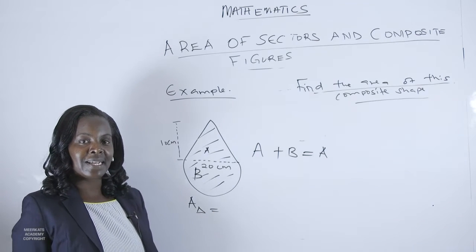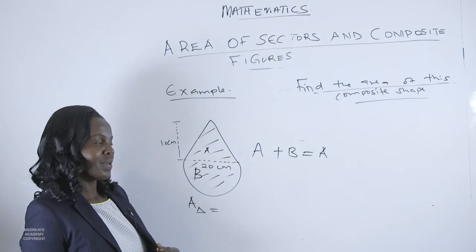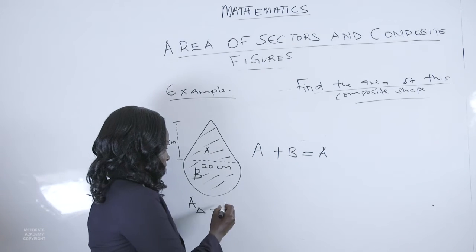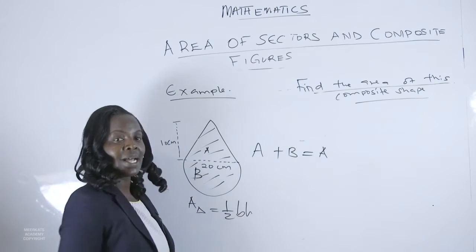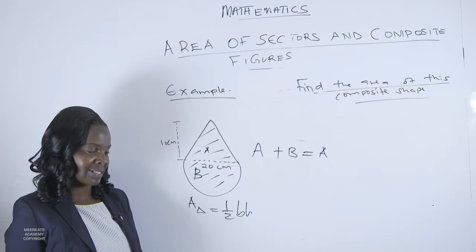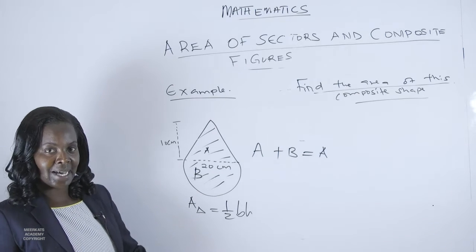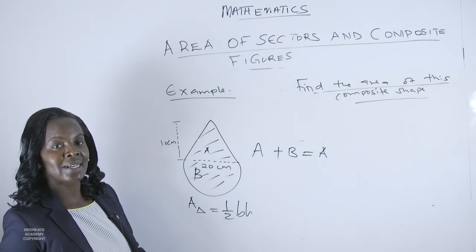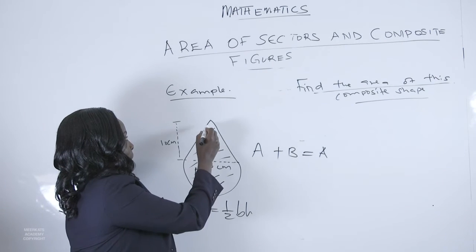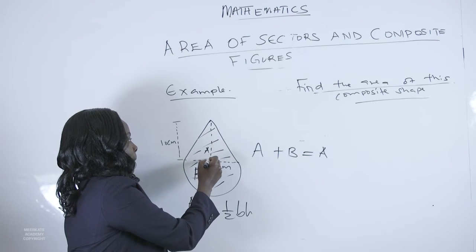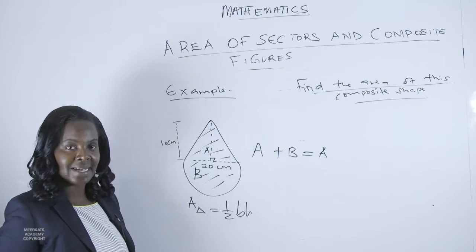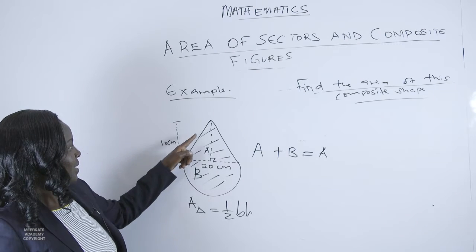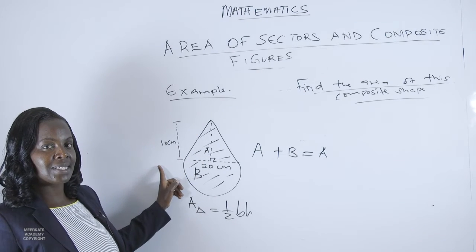What was the formula of calculating the area of the triangle? If you can remember, we said the area of the triangle is calculated by the formula half base times the height. And we said the height is perpendicular to the base. That is the height of this triangle. So we are given the height is how many centimeters? 10.